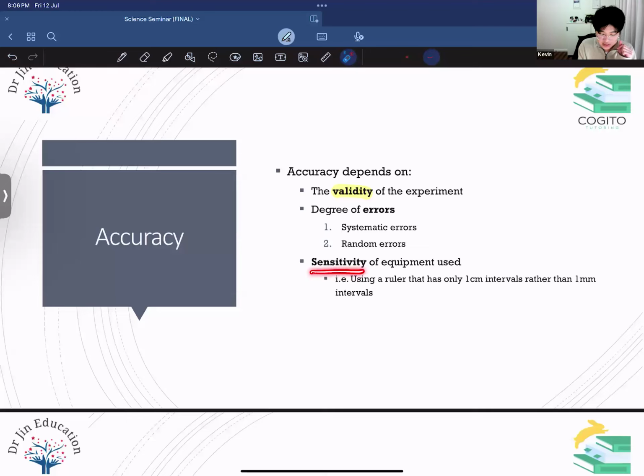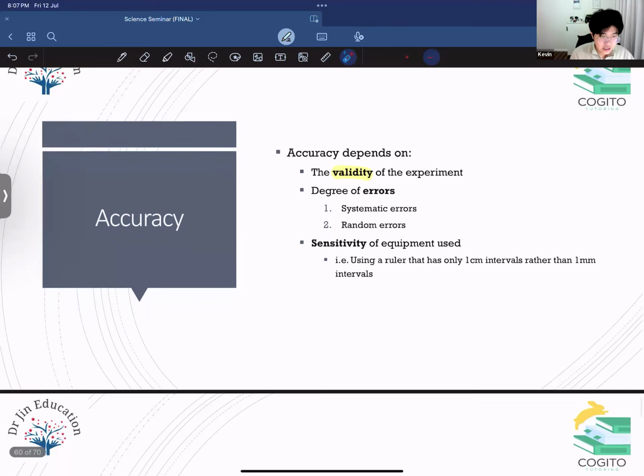But it also depends on the sensitivity of the equipment used. For example, using a ruler that has only 1 centimeter intervals rather than 1 millimeter intervals. Usually when we measure something with a 30 centimeter ruler, there are millimeters, right? Imagine there are no millimeters. That's not very sensitive then. You don't know whether it's 12.4 or 12.5, right? That becomes more difficult.